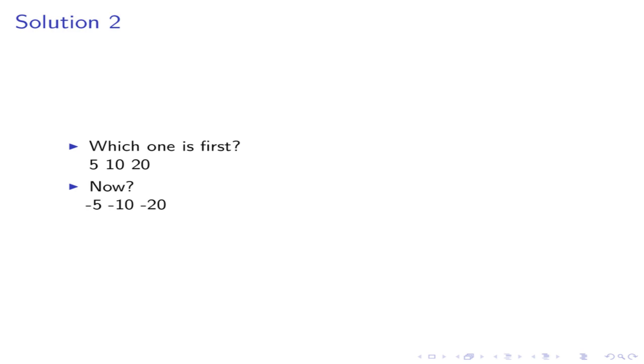Now, let's take the negatives of these numbers. Which one comes first when ordered naturally? The smallest one is the first one, and the smallest one here is minus 20. So, taking the negatives of the numbers reverses the order of them. This is a universal fact. It is always valid. And you can use this in order to remember the ordering rule better.